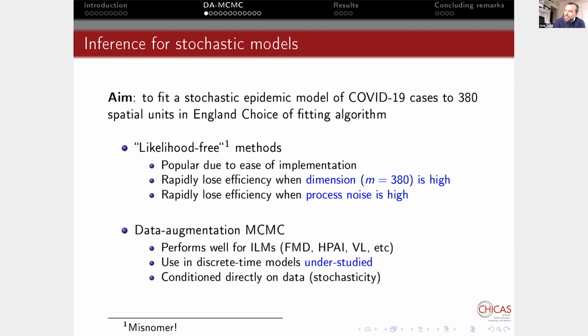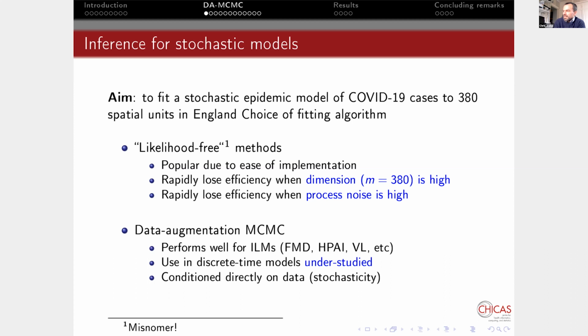So that left us to fall back on data augmentation MCMC, a direct data augmentation of the censored events, treating them as parameters within our Bayesian models. We've used these algorithms previously, but in models where you consider each individual in the population, in some sense, as its own metapopulation. And we know that these algorithms work quite well for individual level models.